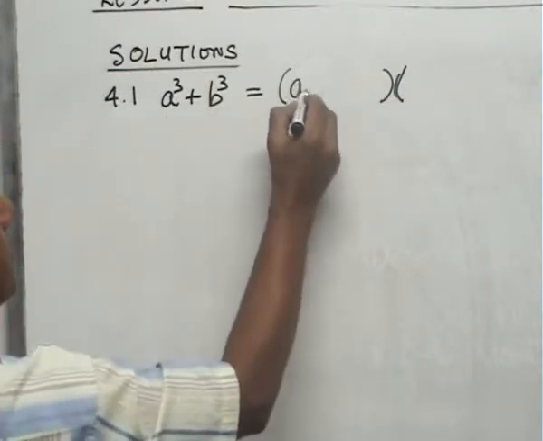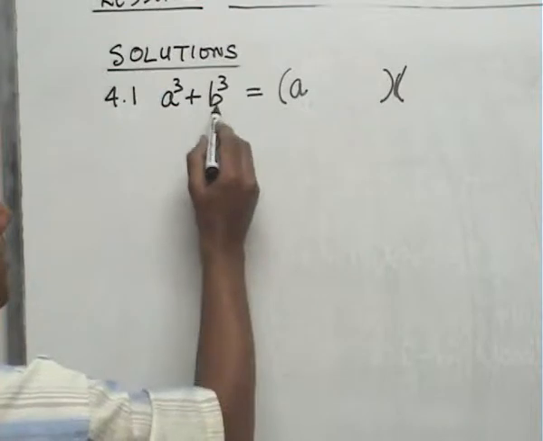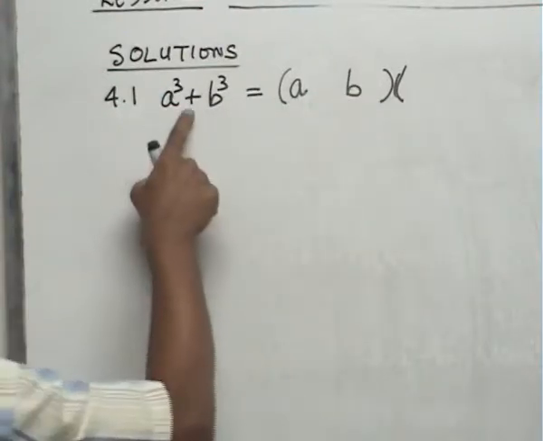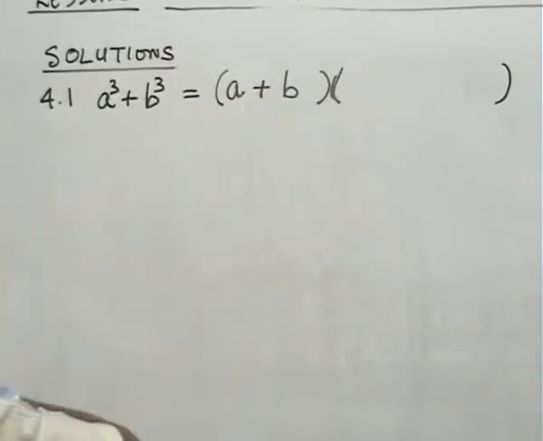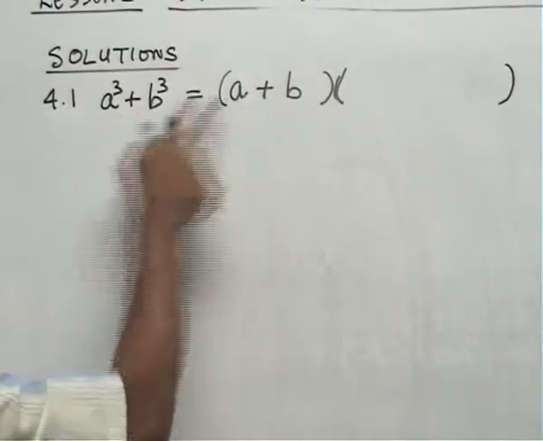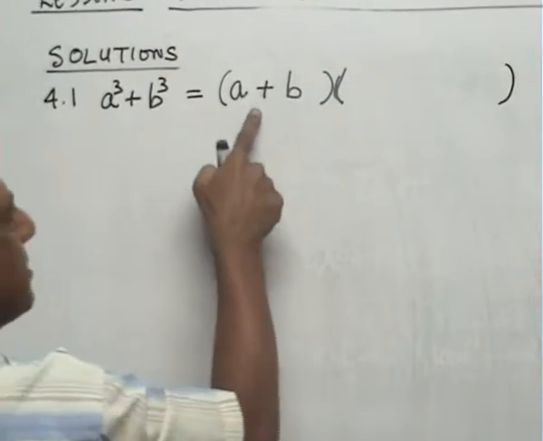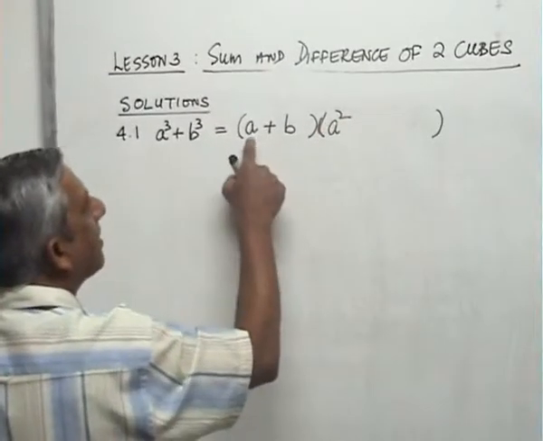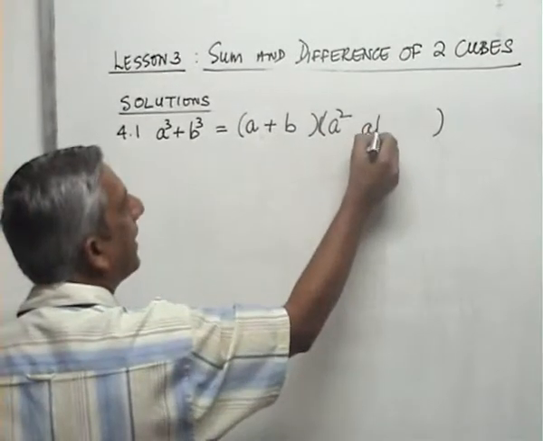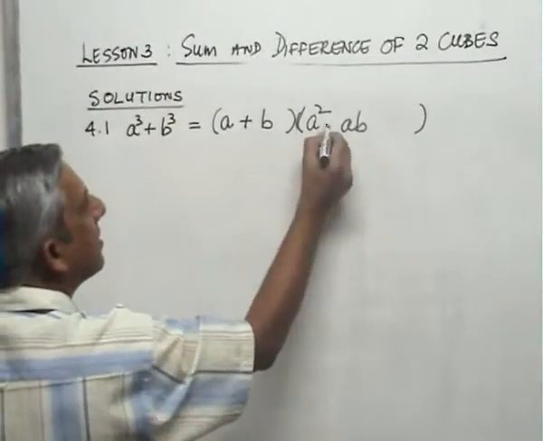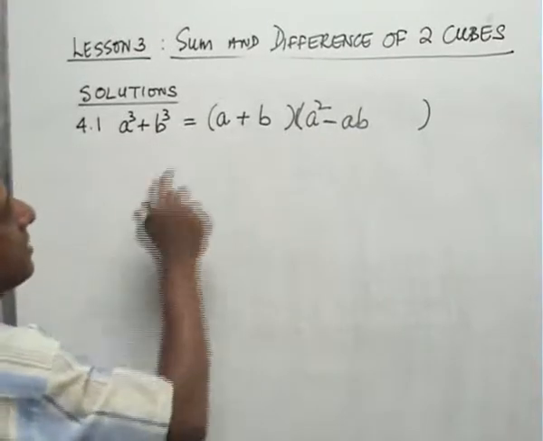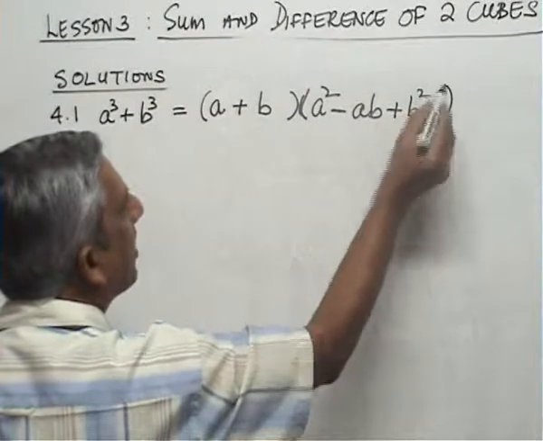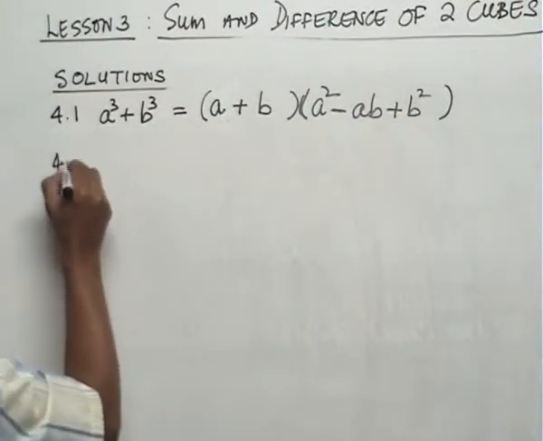a cubed, cube root is a. b cubed, cube root of b cubed is b. If it's plus, then this will also start with plus. Now this gives you the answer there. Square that, a squared. Multiply these two, ab. If this is plus, that will be minus. And then plus b squared, plus b times plus b will give you plus b squared.